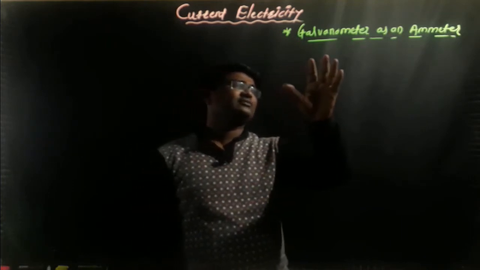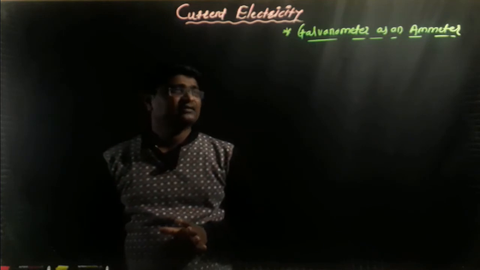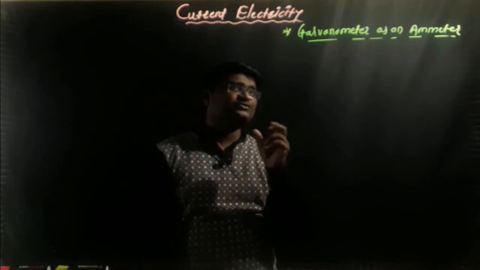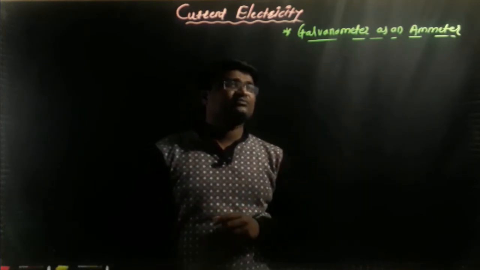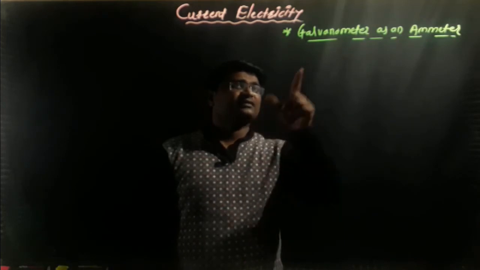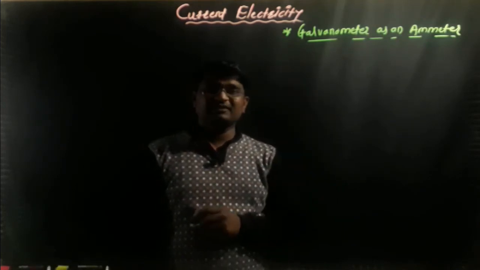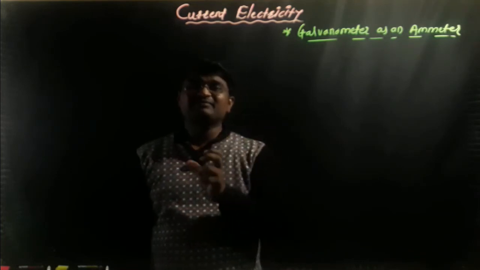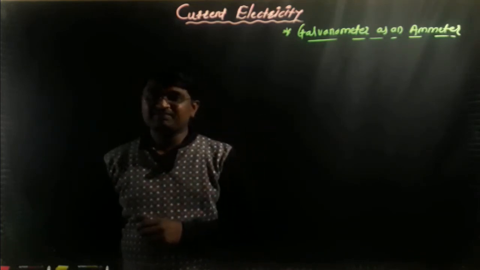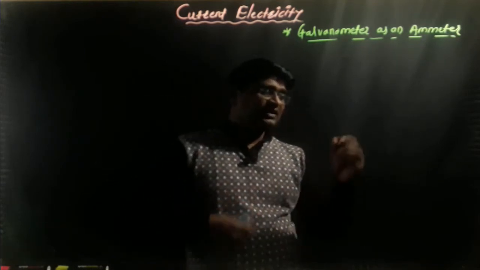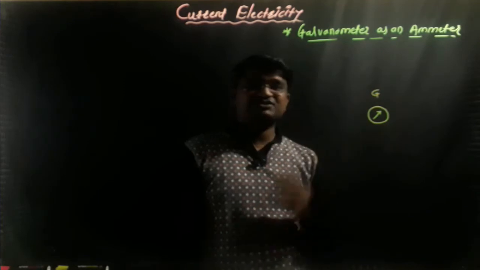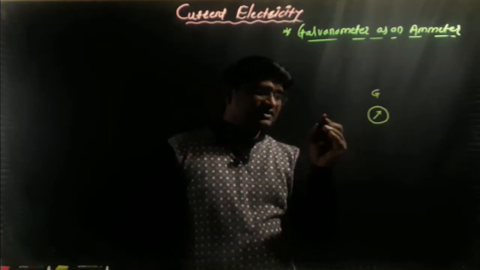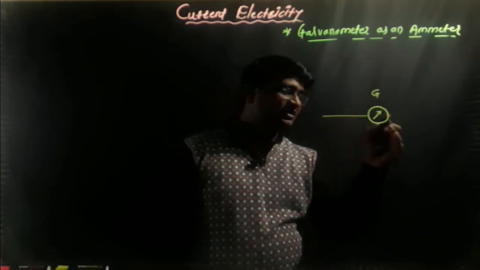So how does a galvanometer work as an ammeter? It is very easy. With a suitable modification of the galvanometer, it works as an ammeter. First of all we increase the range of the galvanometer, meaning its capacity increases so that a large amount of electric current can pass. Just see here, imagine that this is a galvanometer whose resistance will be denoted by G.